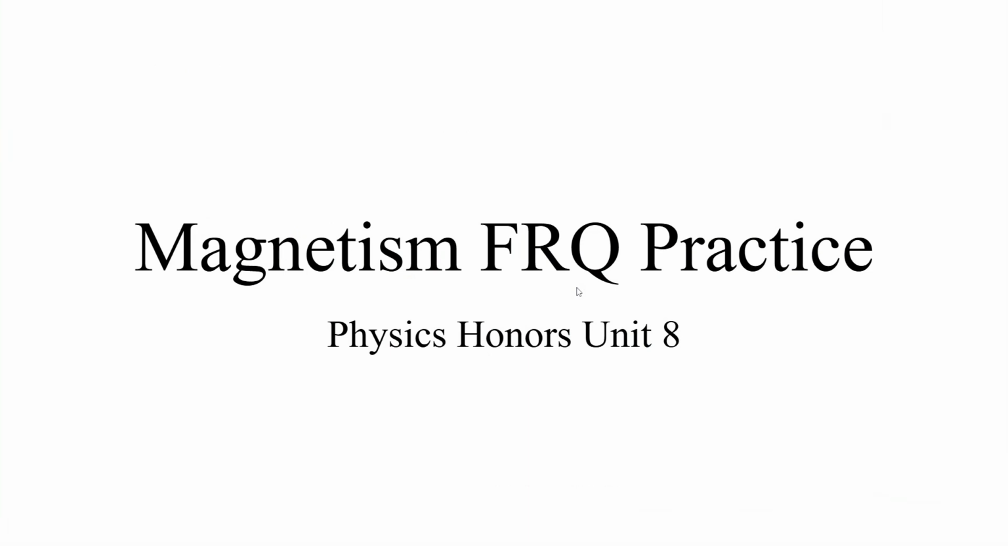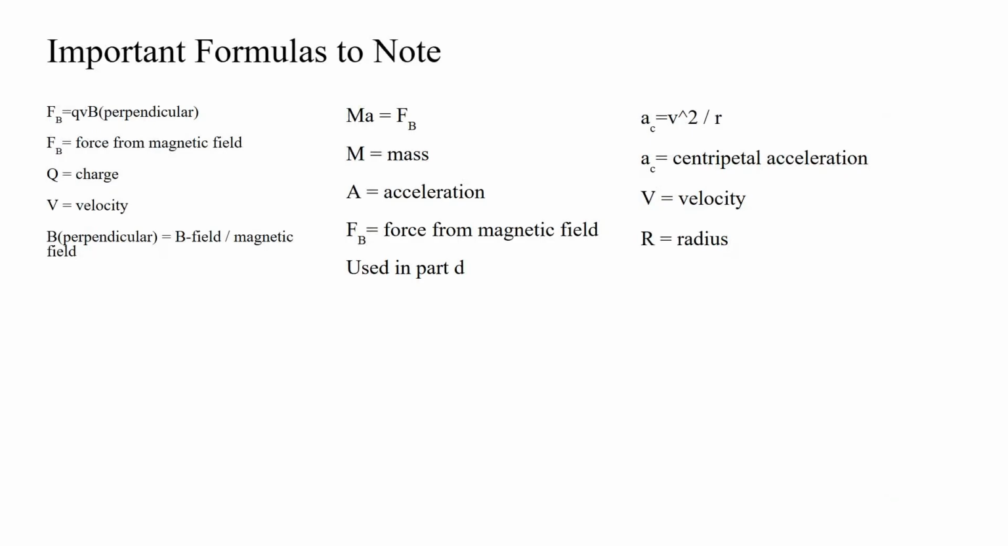Here we have Magnetism FRQ Practice from the Physics Honors Unit 8 curriculum. Here are some important formulas to note. F of B equals Q v B perpendicular, where F of B is the force from the magnetic field, Q is the charge, V is the velocity, B perpendicular is the B field, the magnetic field. This will be the most important formula we will be using, as you need to know what each variable stands for and what numbers to plug into each variable.